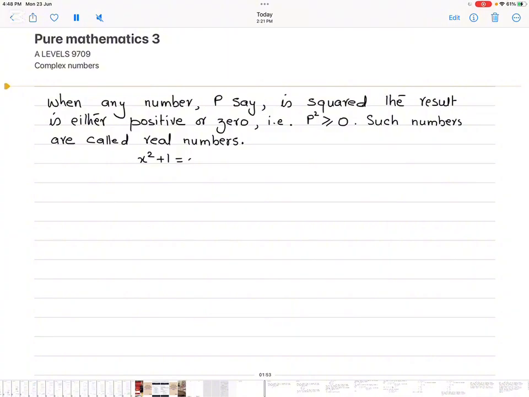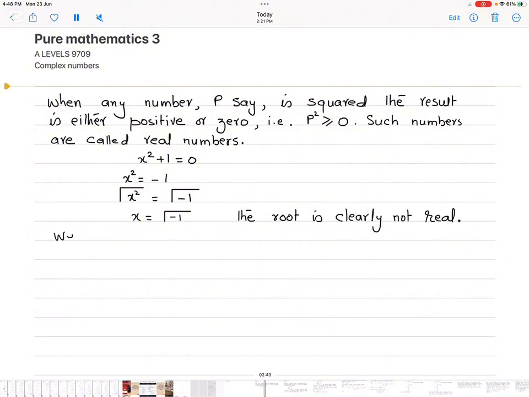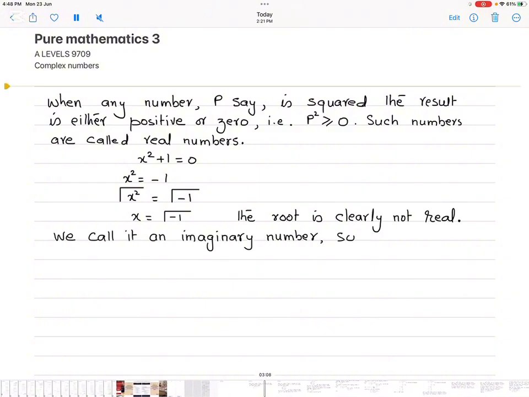If I say to solve x squared plus 1 equals 0, you will get the result something like this. x equals square root of negative 1. The root is clearly not real. We call it an imaginary number.